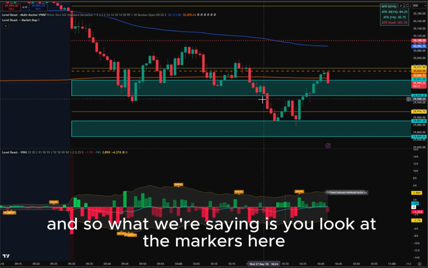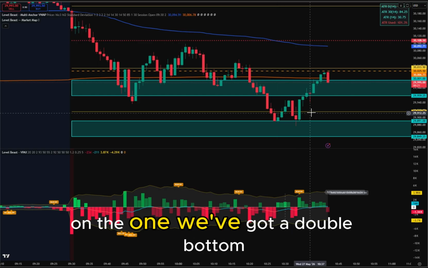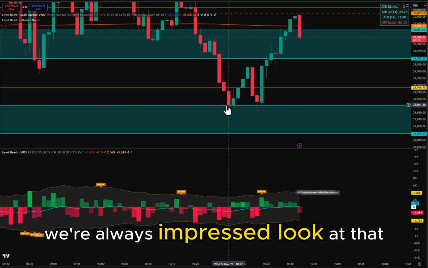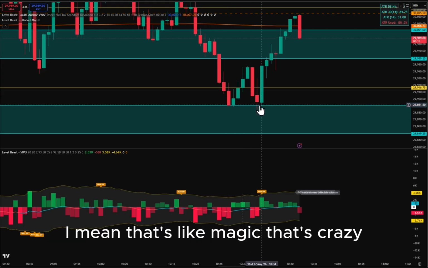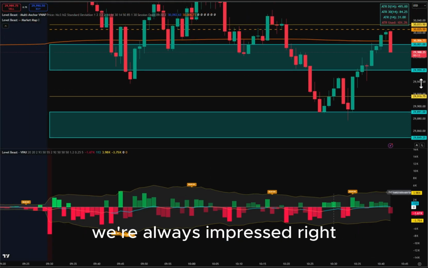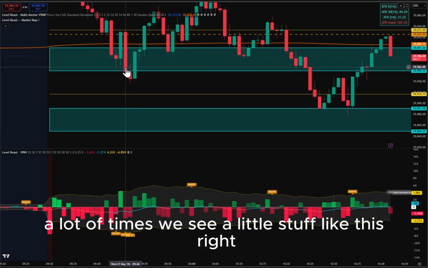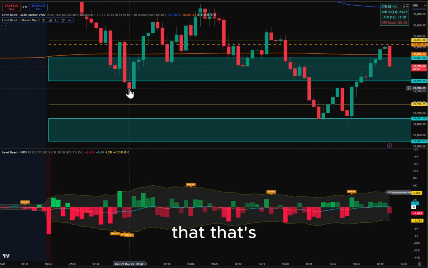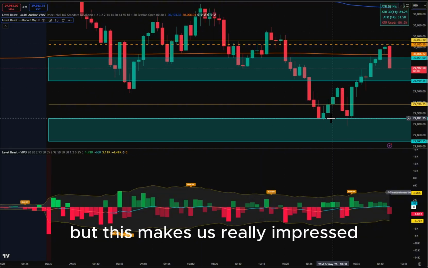And so what we're saying is, you look at the markers here on the 1, we've got a double bottom. I mean, we're always impressed. Look at that. That's like magic. That's crazy. We're always impressed, right? A lot of times we see little stuff like this, where it kind of tests it and then hard buy up, right? We're impressed with that too, but this makes us really impressed.